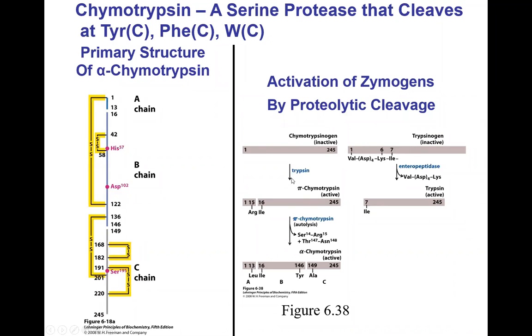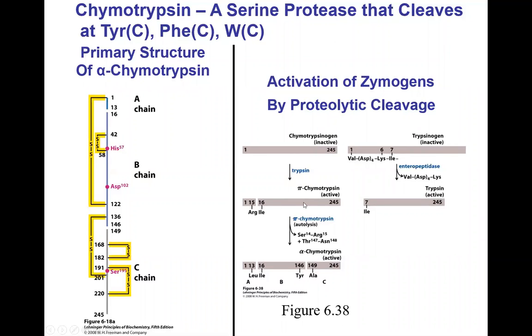Okay, so what will trypsin do? Trypsin is another protease that will hydrolyze the amide bond at the C terminus of the basic residues, so it has to be either lysine or arginine. You can see that trypsin will cleave at the 15th arginine residue at the C terminus, thereby creating another form of chymotrypsin called pi-chymotrypsin. Pi-chymotrypsin is somewhat active. It's not fully active. It's a dipeptide.